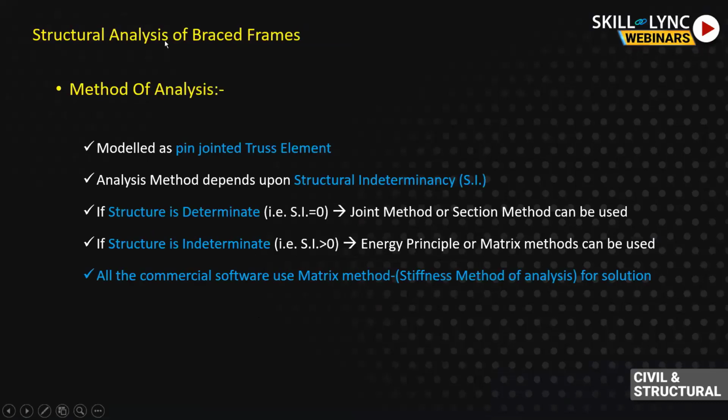Going further, the structural analysis of the braced frame. What could be the method of analysis? As we have discussed, all the joints are pin jointed and the members are modeled as pin jointed truss elements. The analysis method depends on the structural indeterminacy. Everybody might know from academics the structural indeterminacy, which we know as SI. When a structure is determinate, that is SI equal to 0, you have two methods for the solution. One is the joint method and the other is the section method.